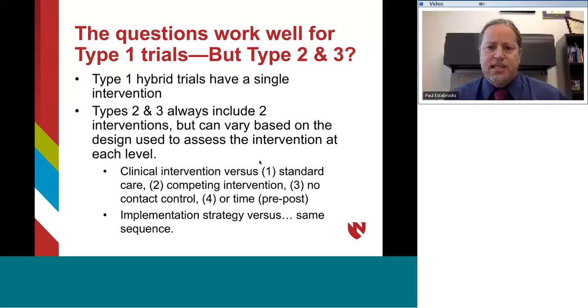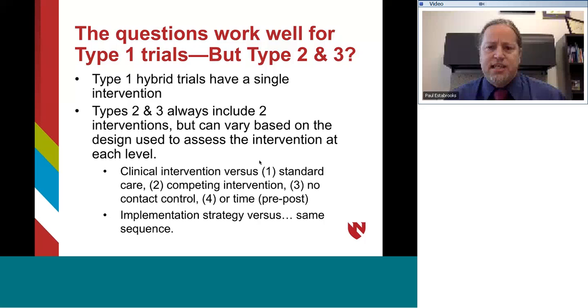trials. But when you get to these type 2 and type 3, there's always going to be 2 interventions, but they can vary based on the design that's used and how each of those interventions is assessed at each level. Here, the example I have is you could have a clinical intervention compared to standard care. You could have a clinical intervention compared to another intervention, so a comparative effectiveness trial. You could have a clinical intervention compared to no contact control, or you could have a clinical intervention relative to time, so a pre-post type of thing.